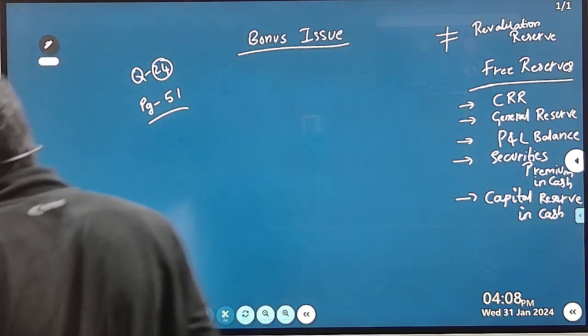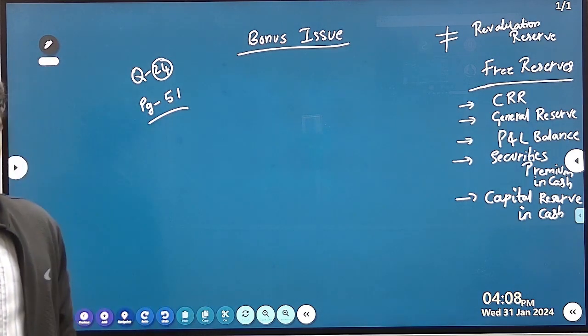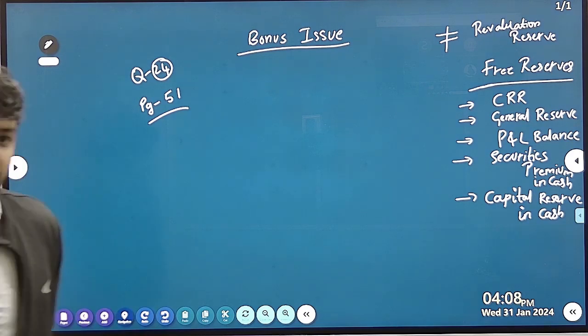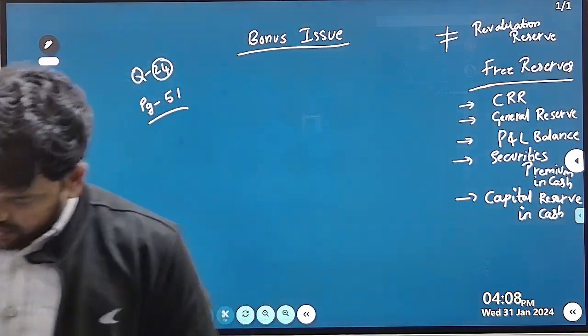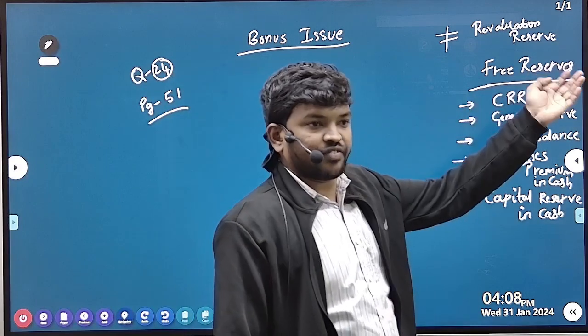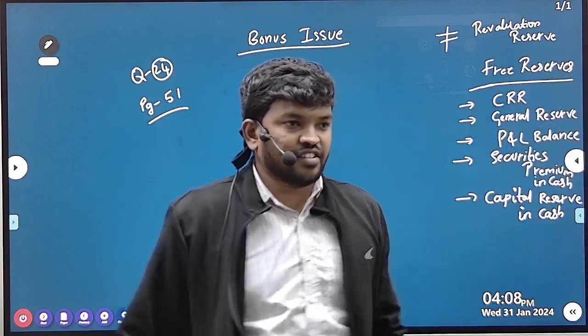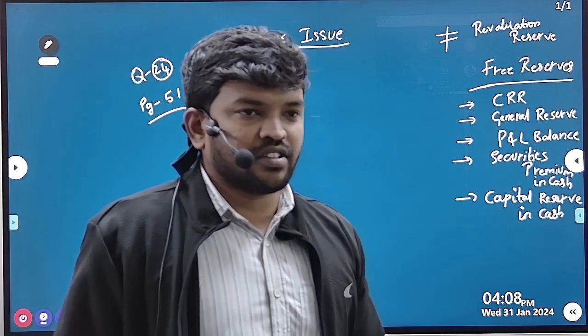So what is this question about? What is the company issuing to its shareholders? Bonus. So today we'll discuss bonus. Bonus can be given by the company only out of free reserves. Look here, free reserves. If the company does not have free reserves, then it cannot distribute bonus.